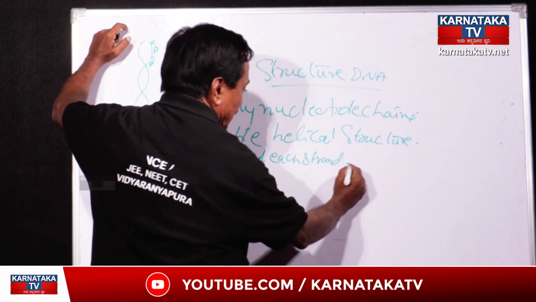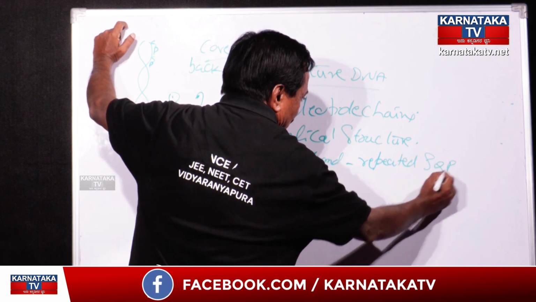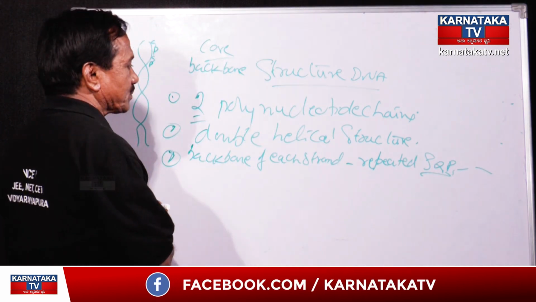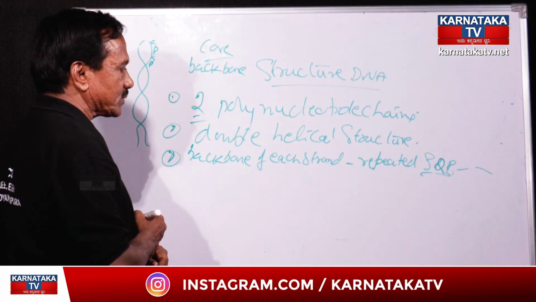The backbone of each strand is formed of repeated sugar and phosphate molecules. Sugar and phosphate, okay? This is sugar and phosphate molecules.